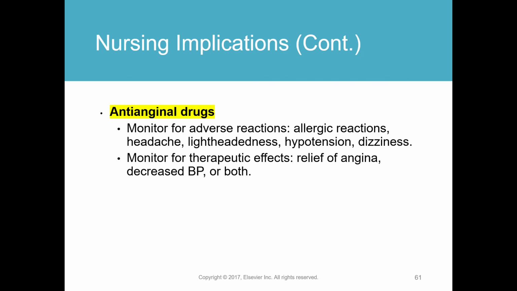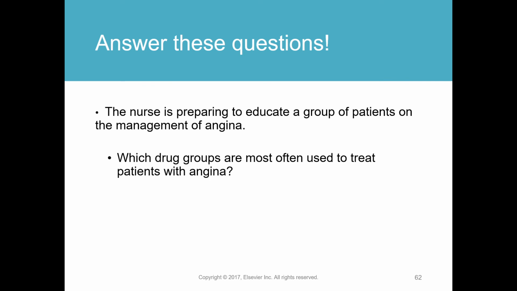in general, with anti-anginal drugs, always monitor for allergic reactions, headache, lightheadedness, hypotension, dizziness before you give it. Tell them that they'll get it. They may get it after you give it, but make sure you monitor before you give it as well. And then we monitor for the effects of it. So did it help relieve the chest pain? Did it help drop the blood pressure? Did it do both? Did it do one of them more than what we want? Did it drop the blood pressure beyond what we want? We need to be careful with all of this.